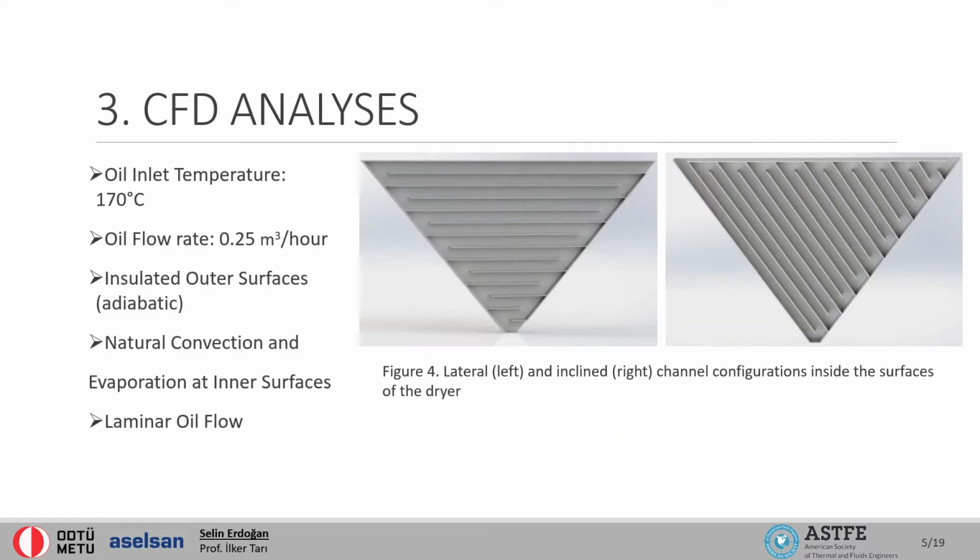Before production, CFD analyses were held to see if we would be able to reach higher values than the evaporation temperature at steady state or not. Temperature distributions for 4 different flow geometries were analyzed with ANSYS Fluent. Oil inlet temperature is taken as 170 degrees Celsius, which is the experimental temperature value obtained from a parabolic trough collector present. The outer surfaces of the dryer are insulated and the oil flow is inputted as laminar with a flow rate of 0.25 cubic meters per hour. The number of mesh elements was 3.5 million.